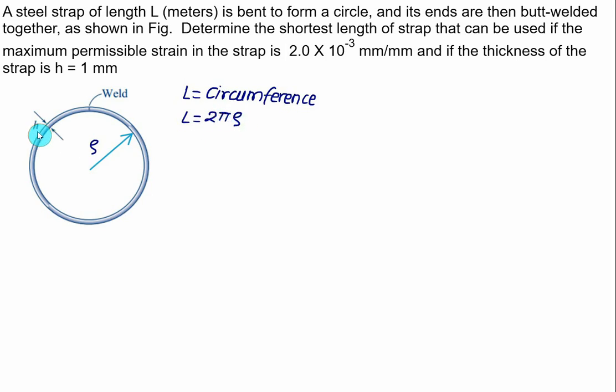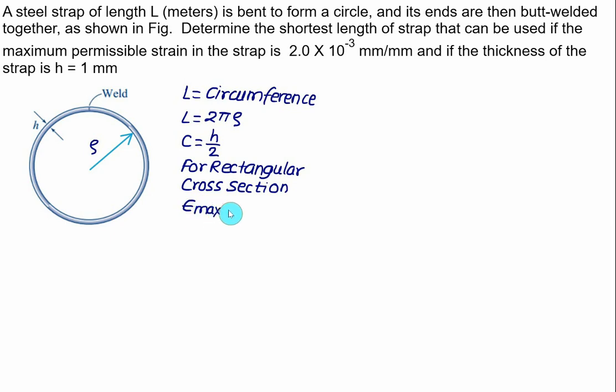This height is given as h here. So in that case, the maximum value of c will be equal to h by 2. We assume here the section is rectangular. In addition to this, he has given us the maximum value of the strain, that is epsilon max equal to 2 into 10 to the power minus 3. That will be mm per mm.